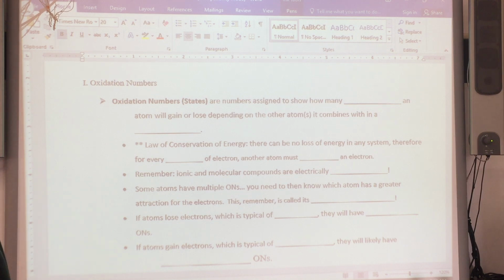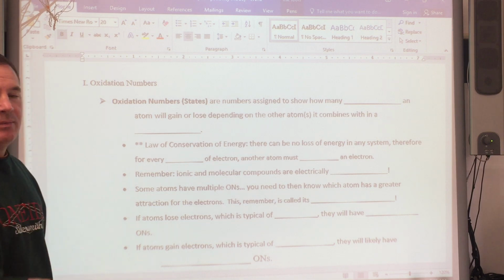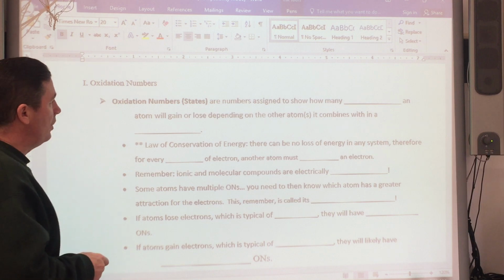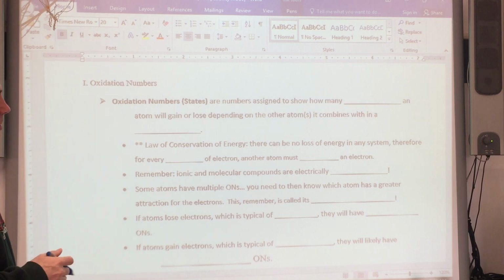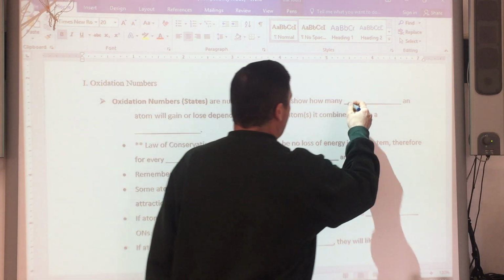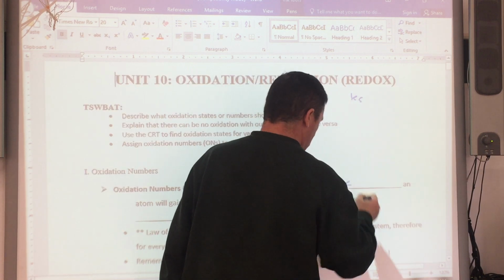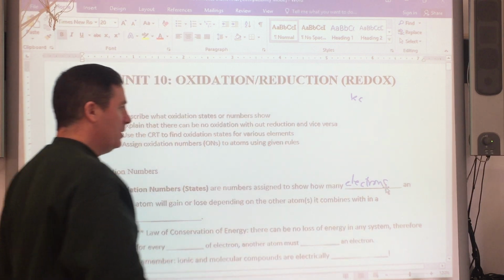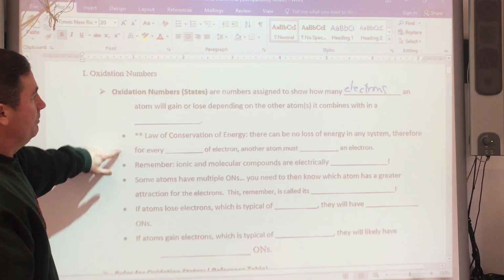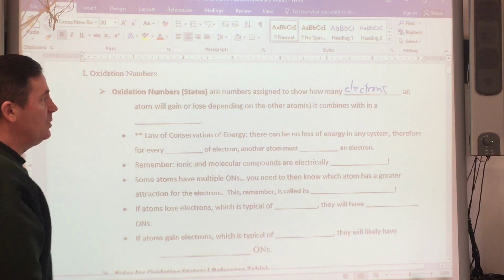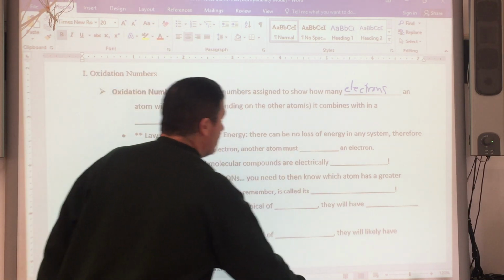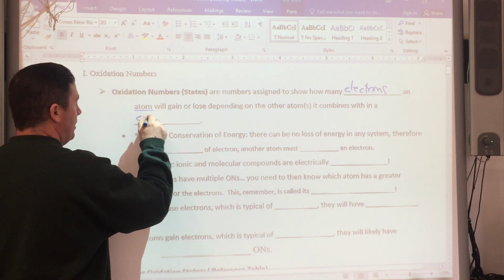Okay, oxidation numbers. Now we learned about these when we were learning how to write chemical formulas. So let's recap here. Oxidation numbers or oxidation states, they're numbers to really show how many electrons. How many electrons? There you go. There you go, Aiden. So it has to do with the number of electrons an atom will gain or lose depending on which atom it is combining with in the compound.